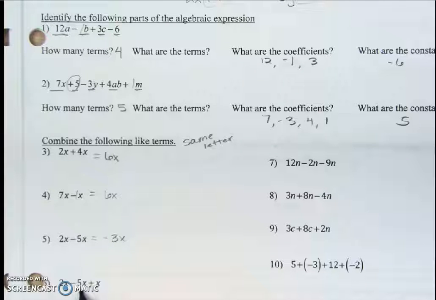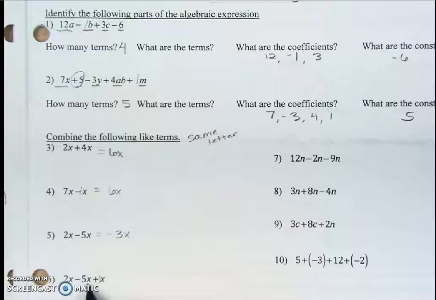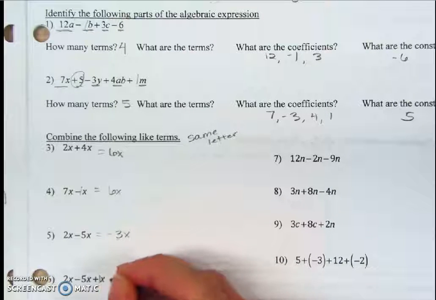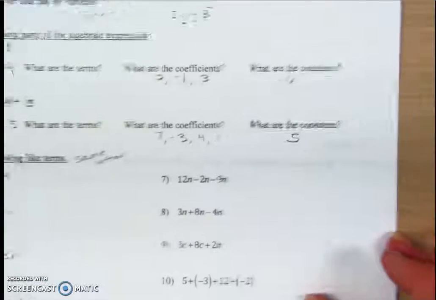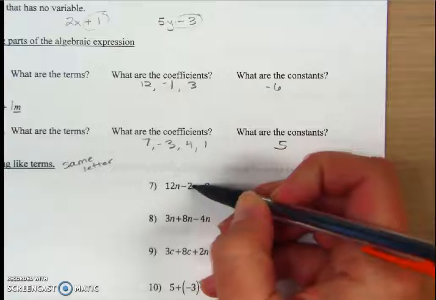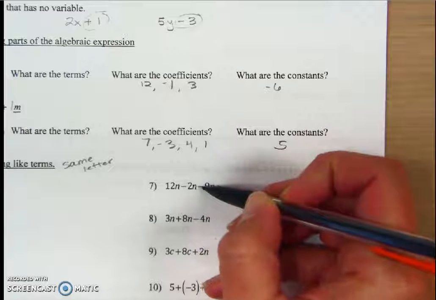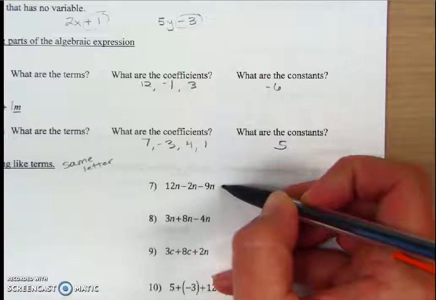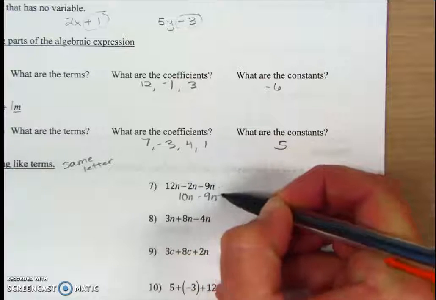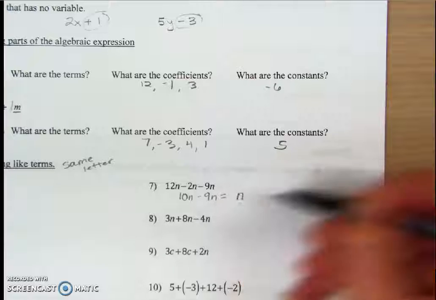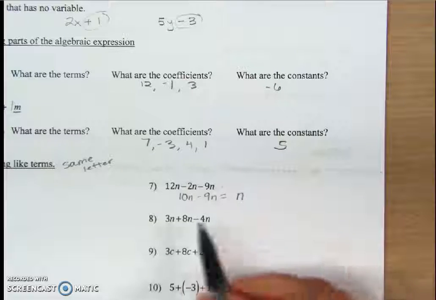2x minus 5x plus 1x. So let's see, 2 minus 5 is negative 3. Add 1 back, and we'd get negative 2, negative 2 x's. All right, over here, number 7, 12n minus 2n. So far I'm at 10n minus 9 more. So that would be, again, 10n minus 9n. And so that really gives me 1n. And we don't need to write a 1 in front.